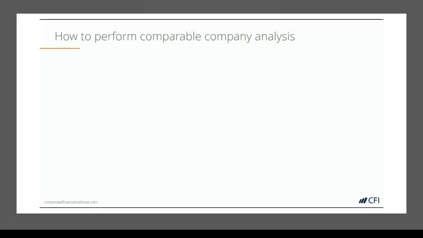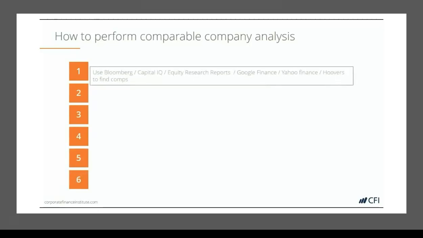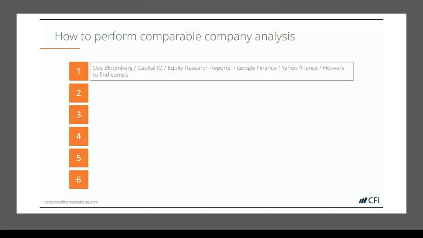How to perform comparable company analysis. We're going to outline 6 steps of how an analyst goes about performing comparable company analysis. The first thing is to build a list of comparable companies that you're going to use to evaluate the one in question. You can research this on Bloomberg, Capital IQ, or from equity research reports, and narrow it down to a list of the top companies that you want to use.